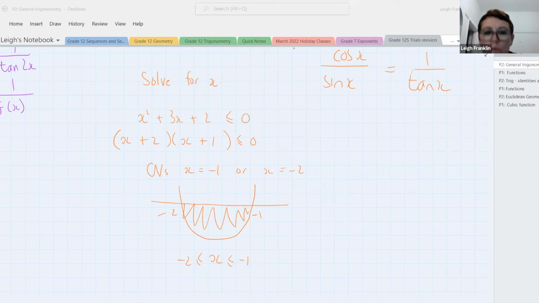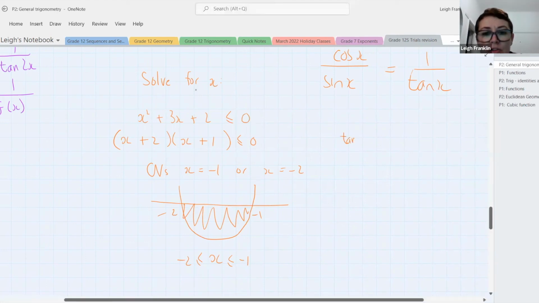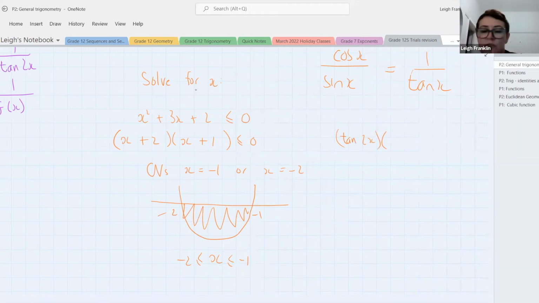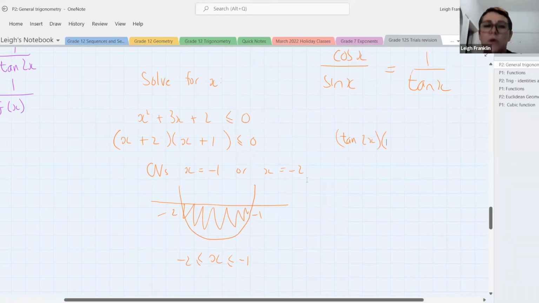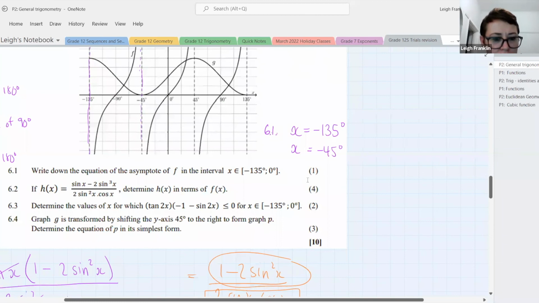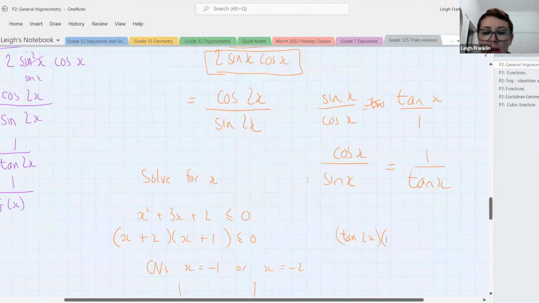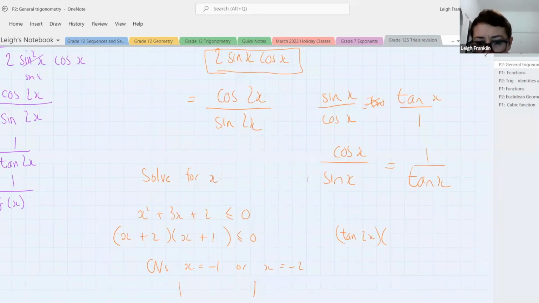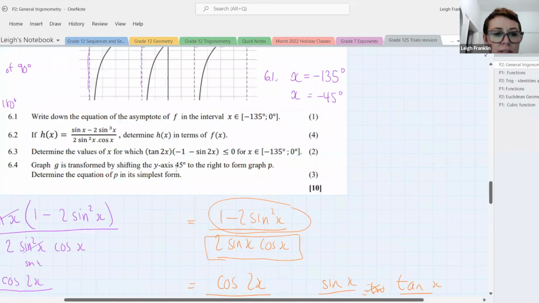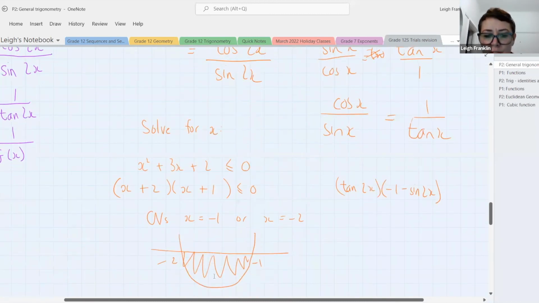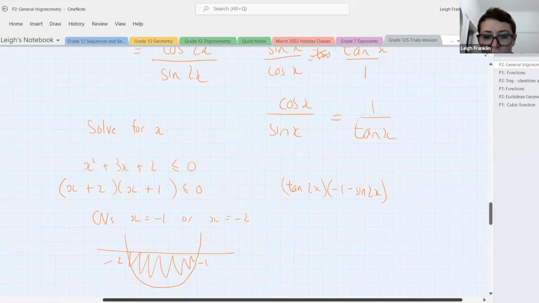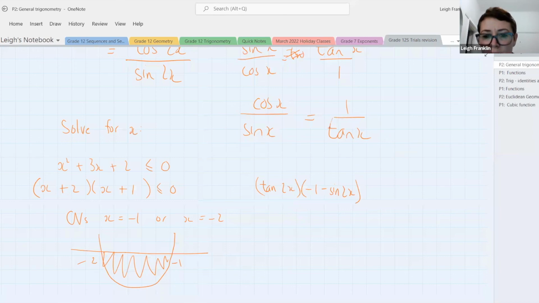Yes, ma'am. We all remember that. Okay, so now this is no different. We've got tan 2x. Okay, it's just got a twist. It's just got a trig twist. Okay, so this is tan 2x times minus 1 minus sine 2x. And then what have they done? They've said smaller than or equal to 0. Okay, so they've just thrown an additional difficulty in here.